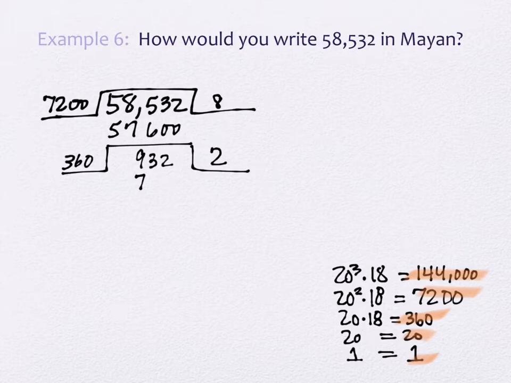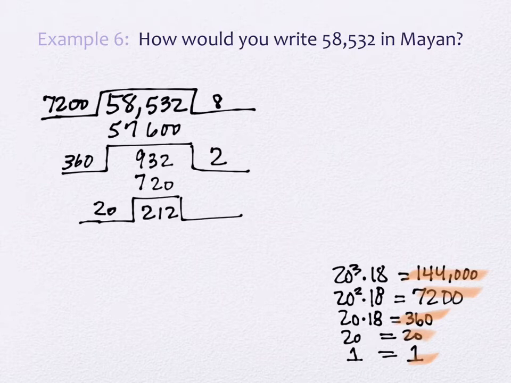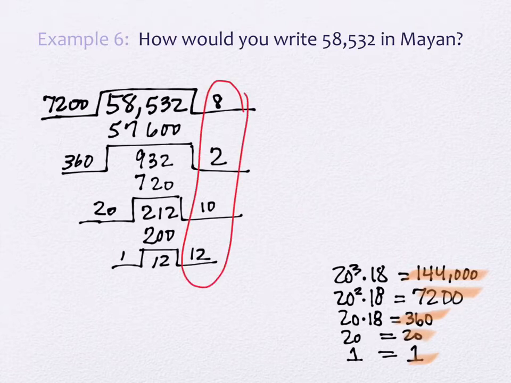720. 720, yes it is. All right, and 932 minus 720 is 212. I have 212 written down. Okay. So yeah, you're good. And then we divide by 20 because it's the next place value, right? So how many times will 20 go into 212? 10 times, and 10 times 20 is 200. Subtract and get 12. And our last place value is the ones place. How many times will 1 go into 12? 12. Okay, so the answers that we're looking for are on the right-hand side.